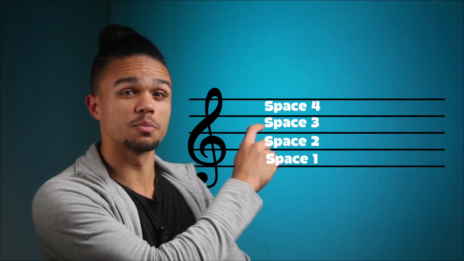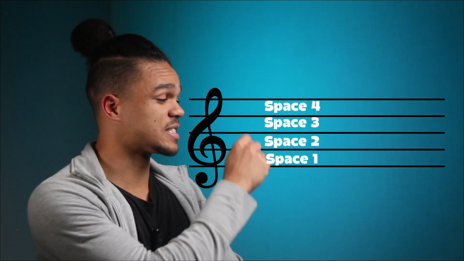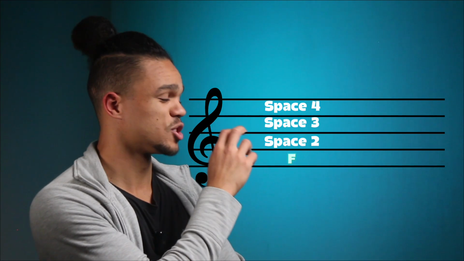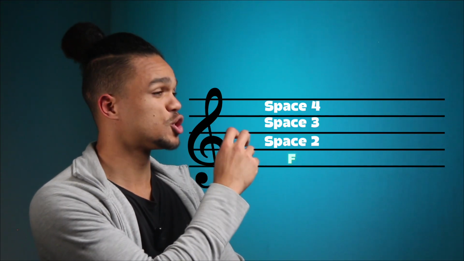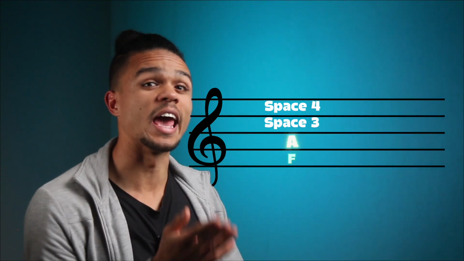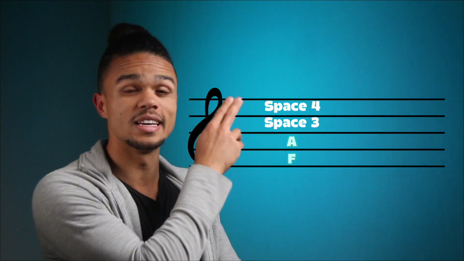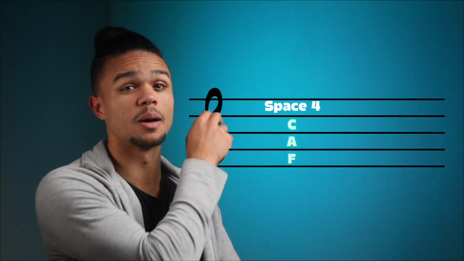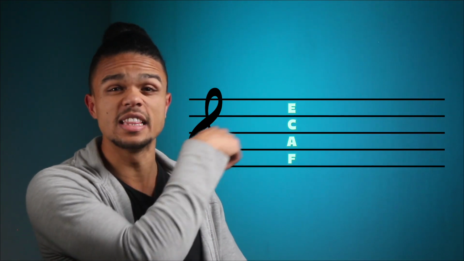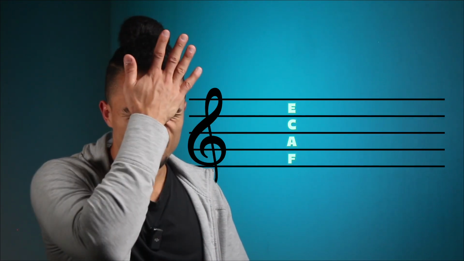The first space, space number 1, has an F note. Space number 2 is A. Space number 3 is C. And space number 4 is E. That spells face. So if you ever forget what's in the space, smack your face.